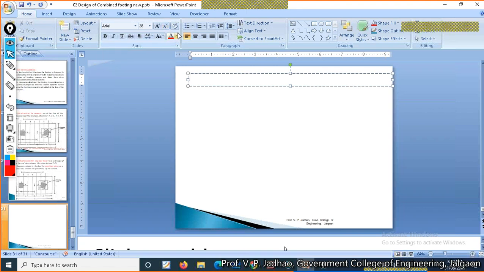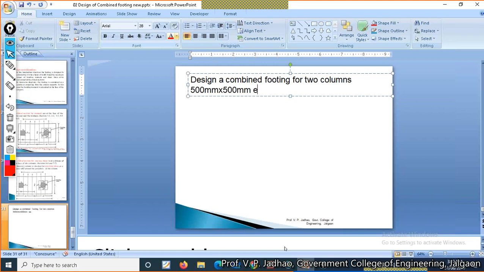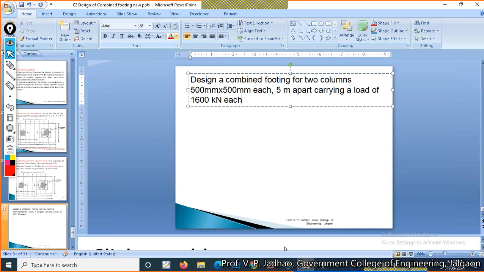Okay, write down the problem. Design a combined footing for two columns, 500 mm by 500 mm each, 5 meter apart, carrying a load of 1600 kilonewton each.